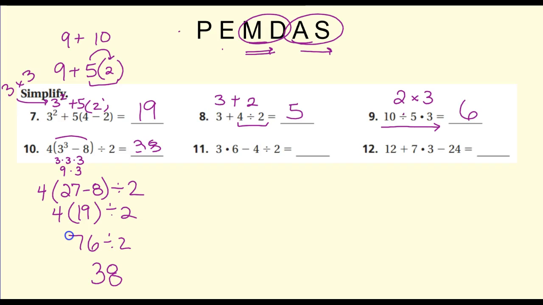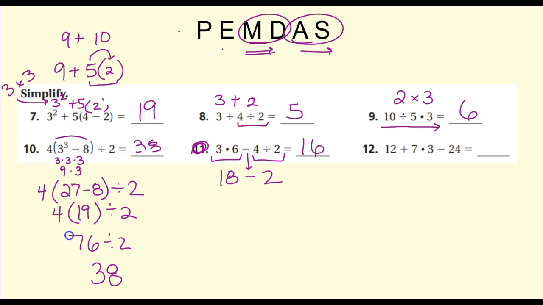Okay? All right, 2 more. Let's try these. No parentheses. I'm on this one. No parentheses. No exponents. Multiplication and division from left to right. So I'm going to do this, multiplication, and this division, and get those answers. 3 times 6. 4 divided by 2. And then bring down this subtraction sign. 18 minus 2. 16.